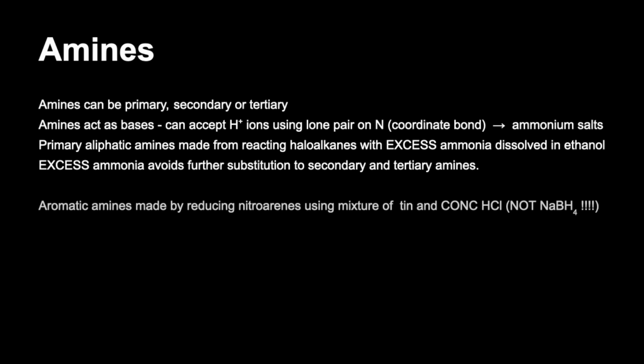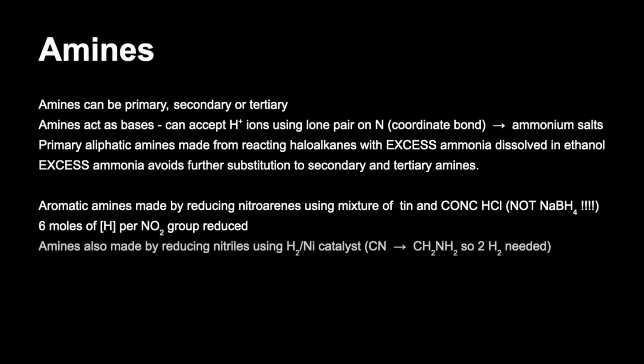If you want to make an aromatic amine, that's done by reducing a nitroarene with a mixture of tin and concentrated hydrochloric acid. Don't mix up the reducing agent. Remember, you've seen NaBH4 used to reduce carbonyl compounds to alcohols. We use a different reducing agent to reduce a nitroarene, so just watch out for that one. In the reaction, you need 6 moles of reducing agent per NO2 group reduced.